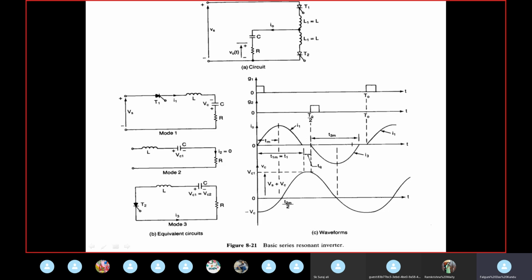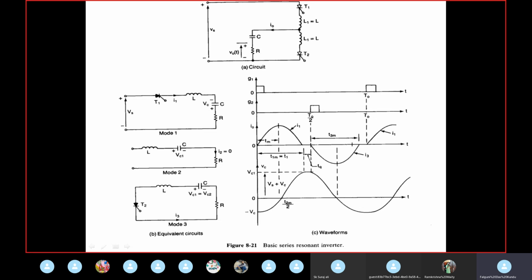Okay. And during this mode, t lies between 0 and T2m. In this condition, I2(t) is equal to 0, Vc2(t) is equal to Vc1, and Vc2(t) at t equals T2m is equal to Vc2, which is nothing but Vc1.